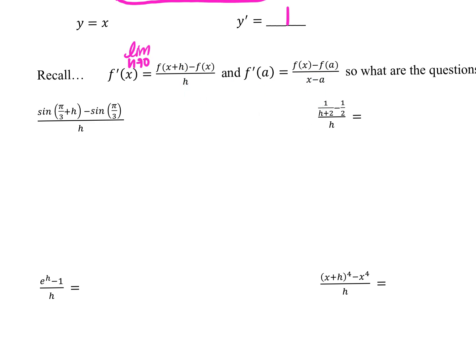Over here, I left it off too. The limit as x approaches a. I left that one off over there. I want to look at this one first. And actually on all of these, my bad, we have to put that limit notation in front. Limit as h approaches 0. Go ahead and throw that on all 4 of these.